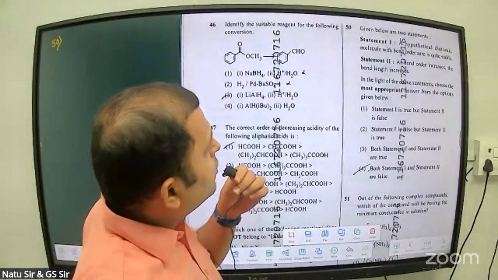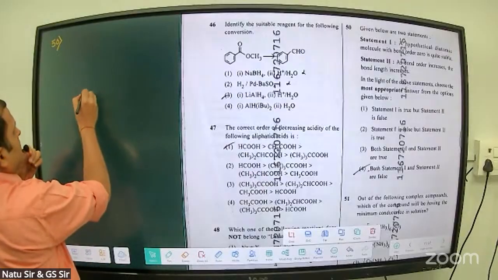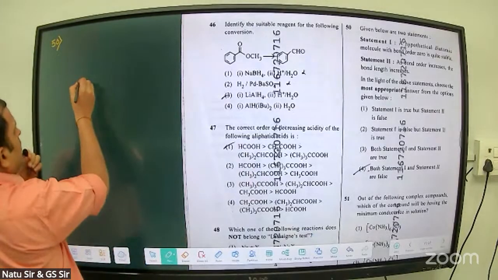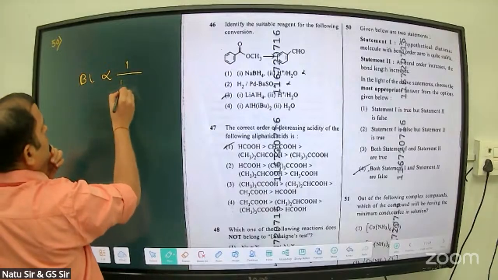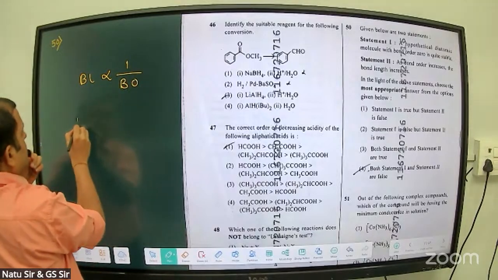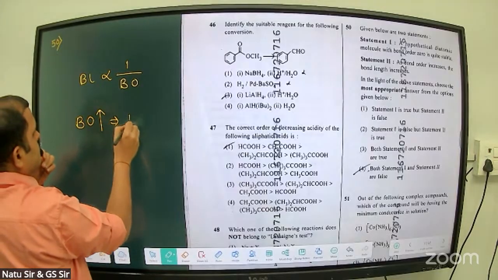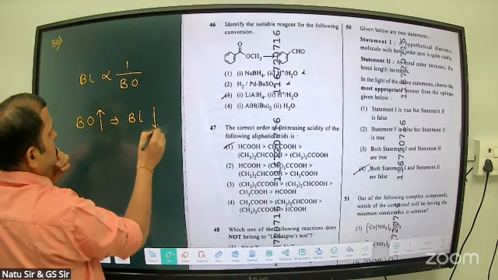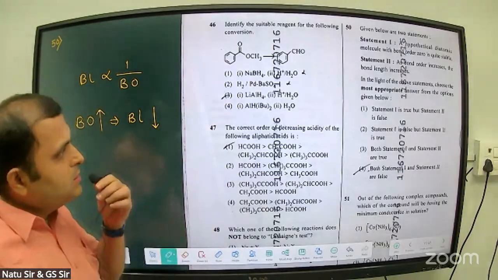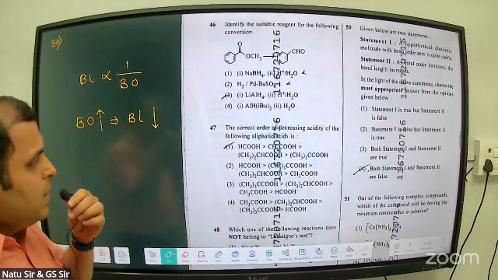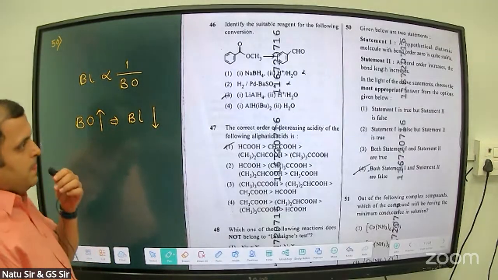Then statement 2, as bond order increases, the bond length increases. So actually, bond length is inversely proportional to bond order. Or in other words, as bond order increases, bond length decreases. Here they have given exactly the opposite. So what does it mean? Both statements 1 and 2 are false. So which option? Option number 4. Right?